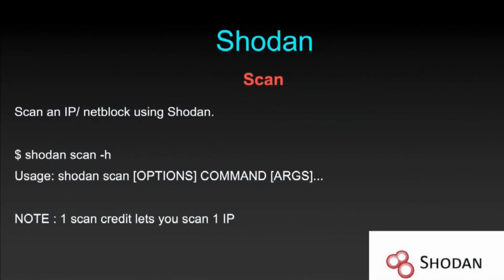Hello everyone. In this video, we are going to see Shodan scan, which is one of the most powerful features of Shodan. We can scan a specific IP address or a whole net block using Shodan. The command for doing the scan is shodan scan -h, which will give you the help menu, and you can see it is well documented how you can use this particular scan. Remember, one scan credit lets you scan one particular IP address at a time.